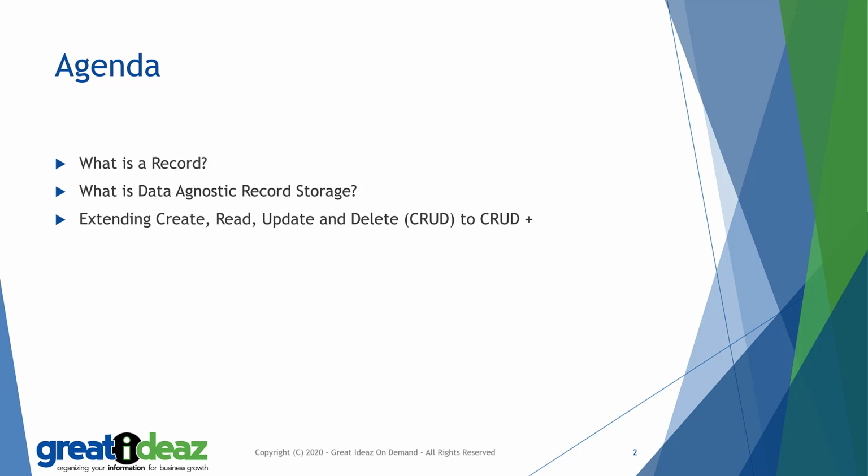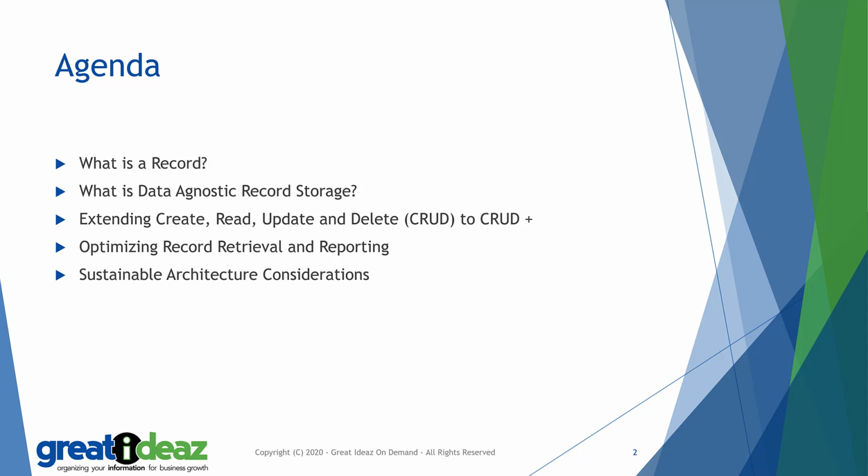How do we extend the basic create, read, update, delete or CRUD functionality to CRUD Plus? And how does this work as part of command query optimization so that we separate out the basic CRUD functionality from record retrieval and reporting? We will also be looking at some of the considerations to make this a more sustainable architecture. Finally, the next steps will identify some alternative videos to watch and some other sources of information.